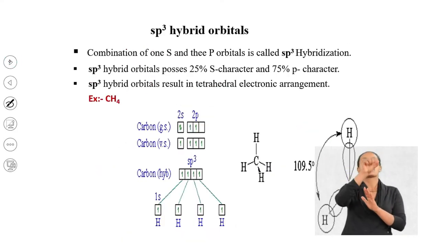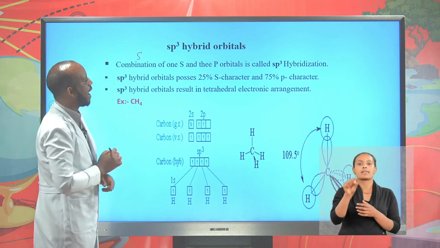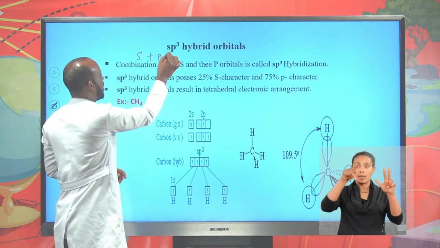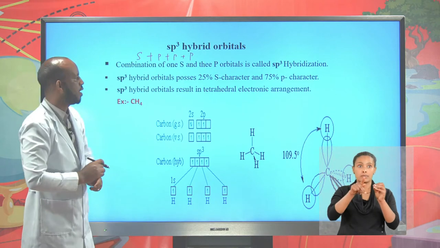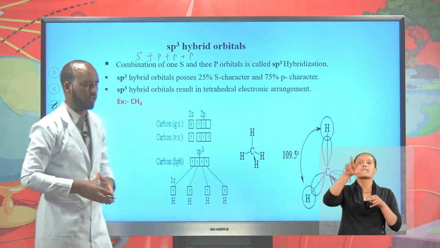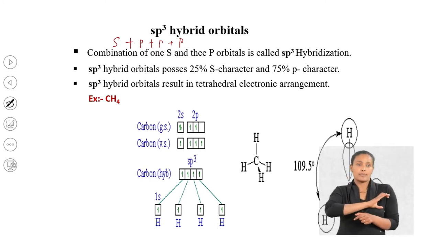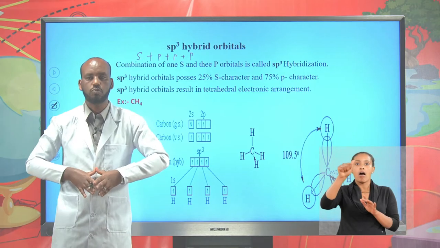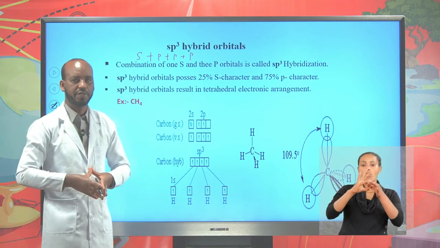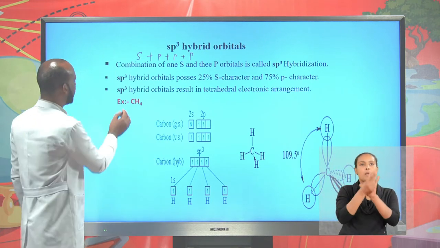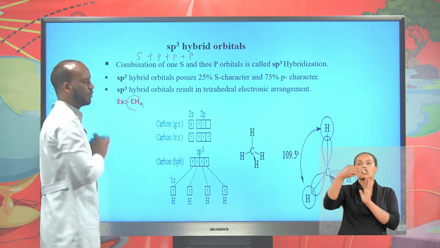3. sp3 hybrid orbitals. Combination of 1s and 3p orbitals, s plus p plus p plus p, is called sp3 hybridization. sp3 hybrid orbitals possess 25% s character and 75% p character. sp3 hybrid orbitals result in tetrahedral electronic arrangement with bond angle 109.5 degrees. For example, take this molecule CH4.